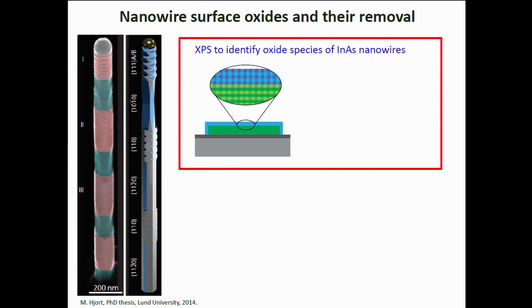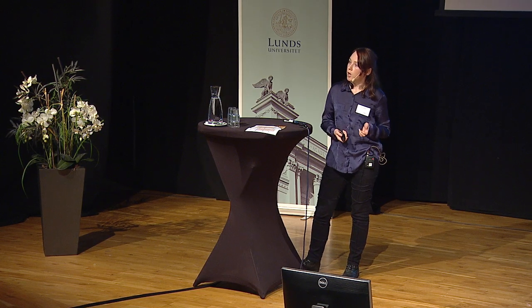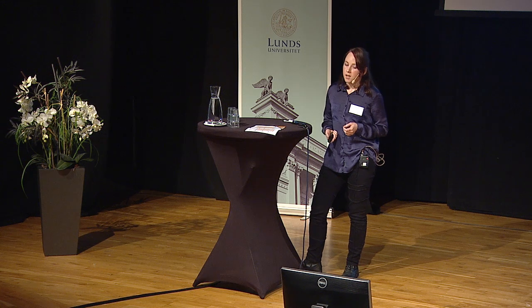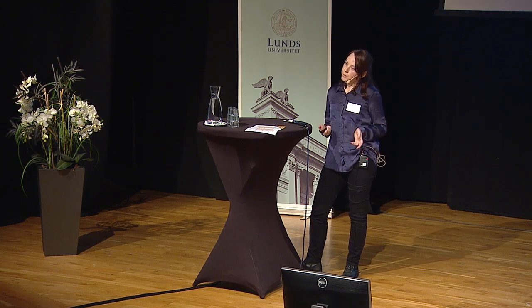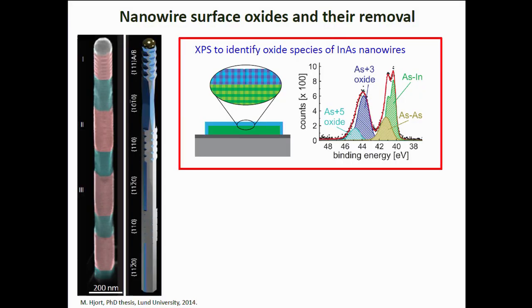We can use XPS, for instance, to identify particular oxide species which form on the surface of your nanowires. Here we take the chemical fingerprint and zoom in on a very particular part of it. By looking at individual peaks, we can extract information based on their energy and distribution about whether these are oxide species or due to the underlying indium arsenide nanowire.